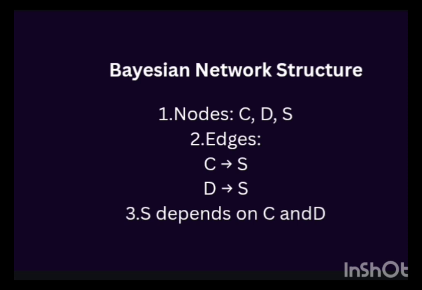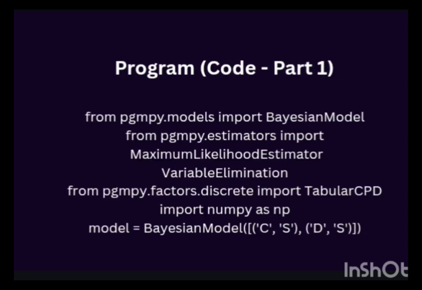Program Part 1. In this part of the program, we import the necessary libraries such as pgmpy and numpy. Then we define the structure of the Bayesian network by specifying the relationship between variables using edges.